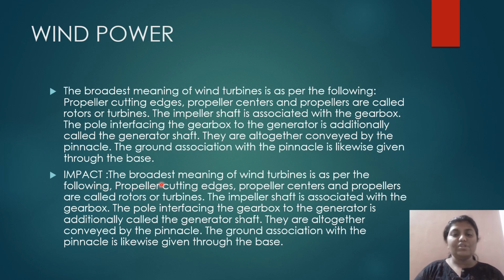The broadside meaning of a wind turbine is as per the following: propeller cutting edges, propeller center and a propeller are called the rotor turbines. The propeller shaft is associated with the gearbox. The pole interfacing the gearbox to the generator is additionally called the generator shaft. They are all together conveyed by the pinnacle. The ground associated with the pinnacle is likewise given through the base.